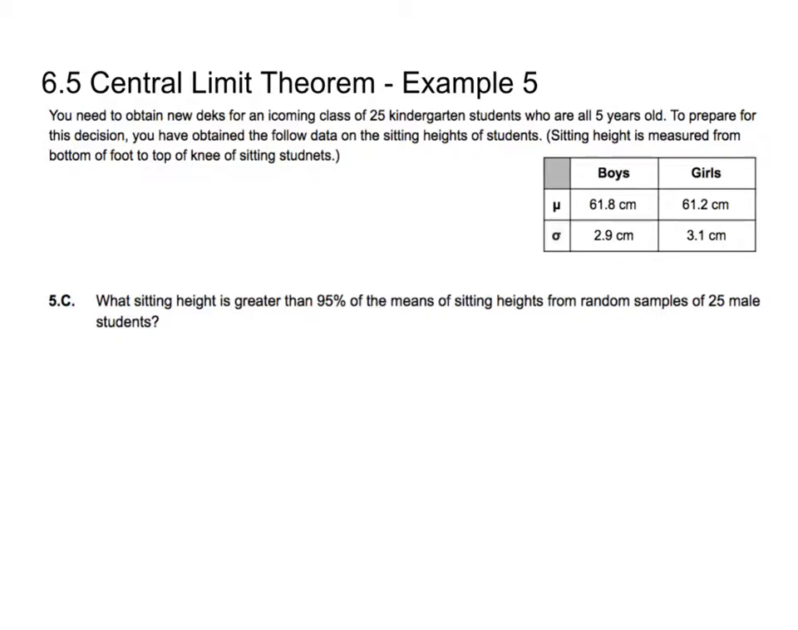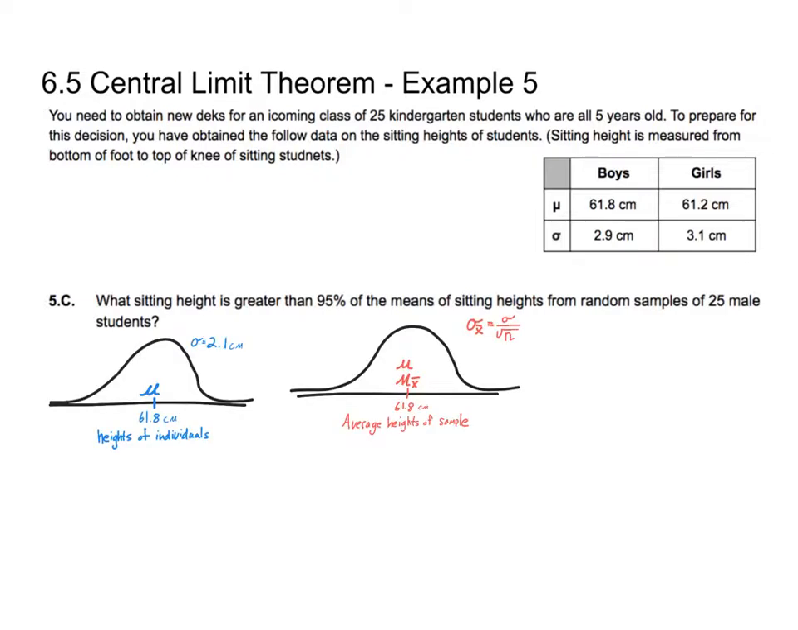Okay, 5C. What seating height is greater than 95% of the means of seating heights from random samples of 25 male students? That sounds like a mouthful, but it's actually true. I'm going to set up this problem like I did the previous one, where I've got two normal curves, and we're going to determine which one to use. So here I've got both curves set up, and I'll zoom in and walk through both of these.